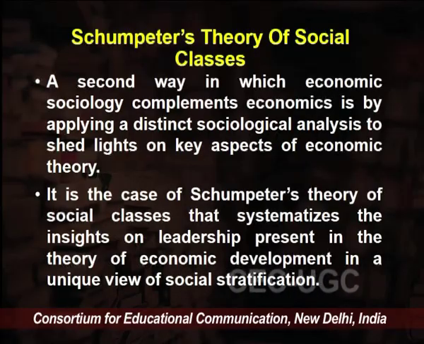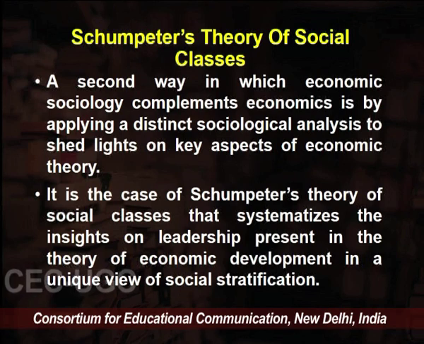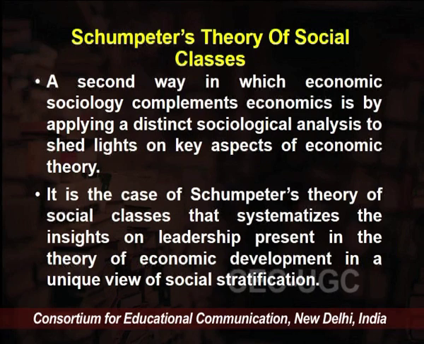The second model of Schumpeter's theory of economic sociology is the theory of social class. So, it is basically a second way in which economic sociology complements economics, and you need to apply a distinct sociological analysis to shed light on key aspects of economic theory.